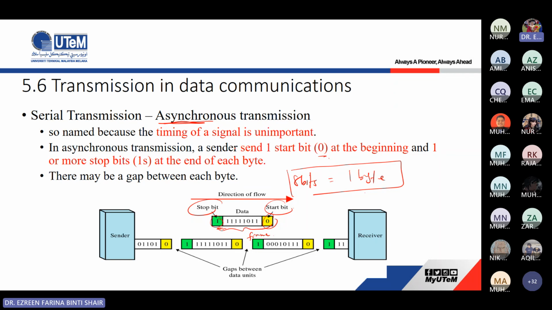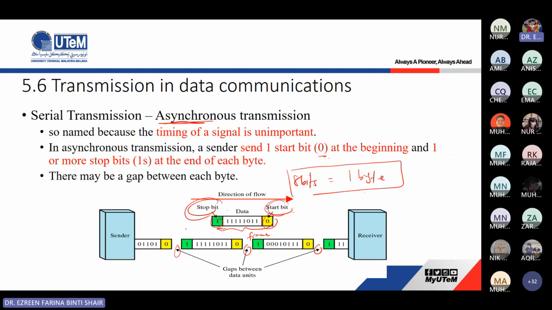And for asynchronous transmission, you could have gaps here. There may be a gap, it depends. Sometimes you don't have the gap. Again, I repeat, how the receiver determines which one is the data is based on the start bit and the stop bit. So this is for asynchronous transmission.